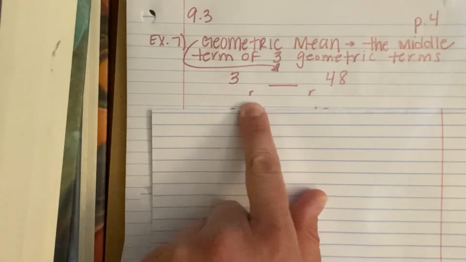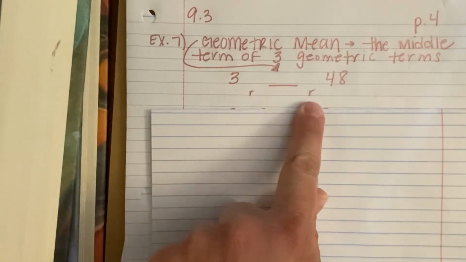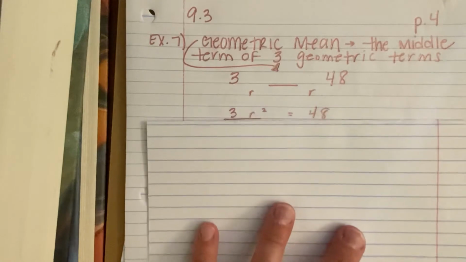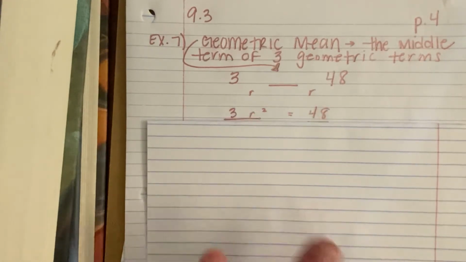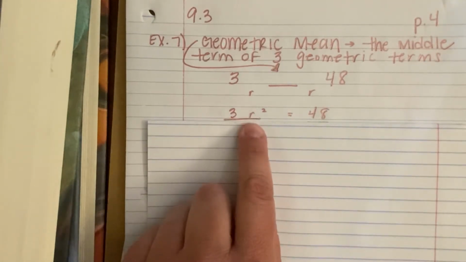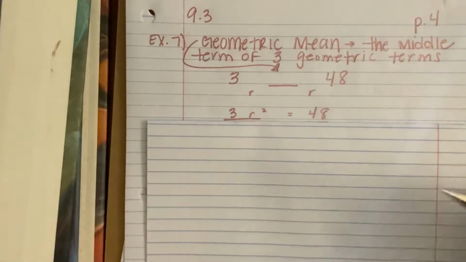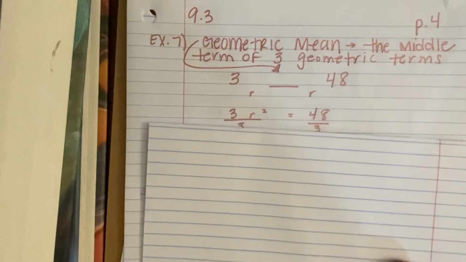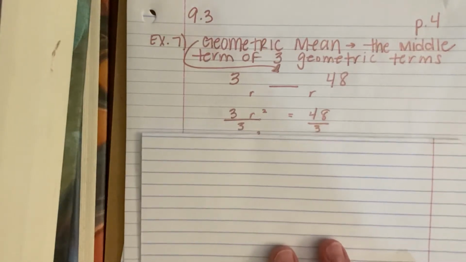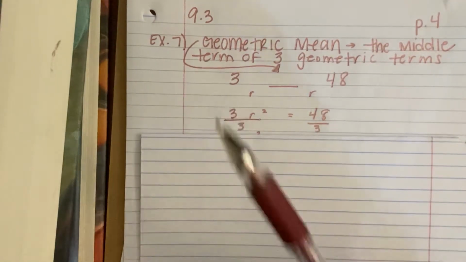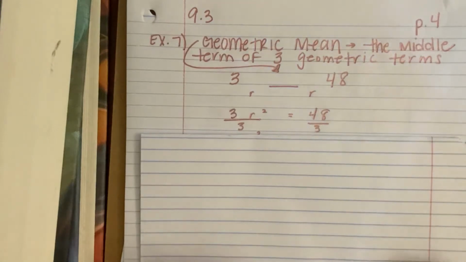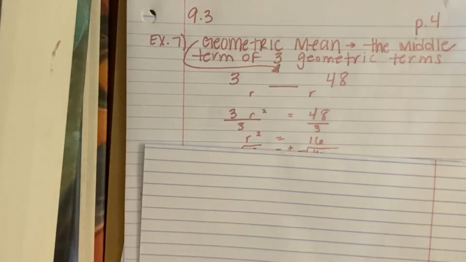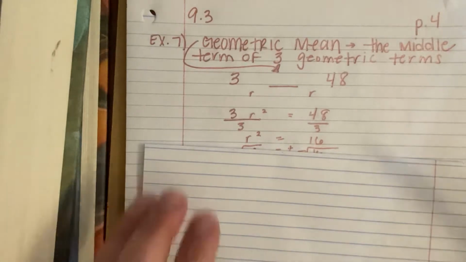So 3 times some number gives us the middle number, times that same number gives me 48. I'm going to write an equation, starting with 3 times r squared is equal to 48. To solve for r, we're going to divide both sides by 3. Your 3's will cancel here. 48 divided by 3 leaves me with 16. So r squared is 16.